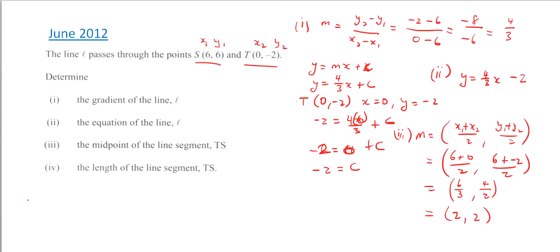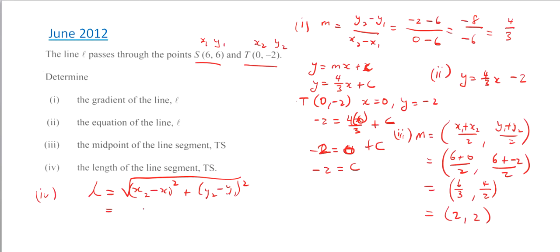And then the last part, part 4, they want the length of the line segment TS. So first thing we do, we write down the formula for the line segment, which is the square root of x2 minus x1 squared plus y2 minus y1 squared. And like I said, it's Pythagoras' theorem we're really using.